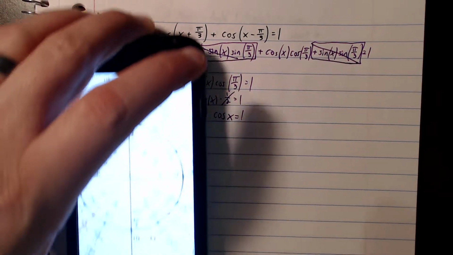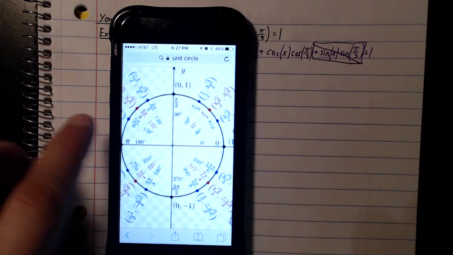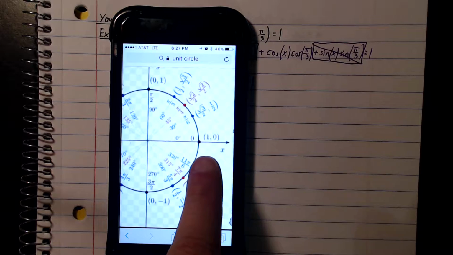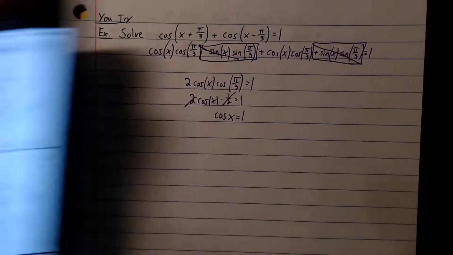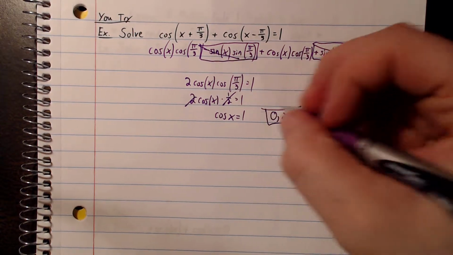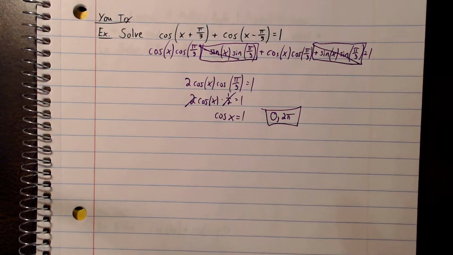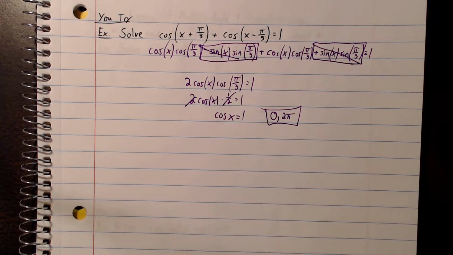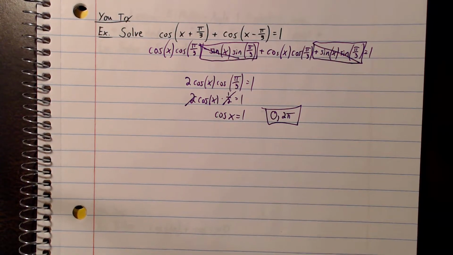Alright, well, cosine is going to be your x value. And x is equal to 1 at 0 and 2 pi. 0 and 2 pi. Are those the 2 solutions that you got? I hope you did. That's it for that lesson.